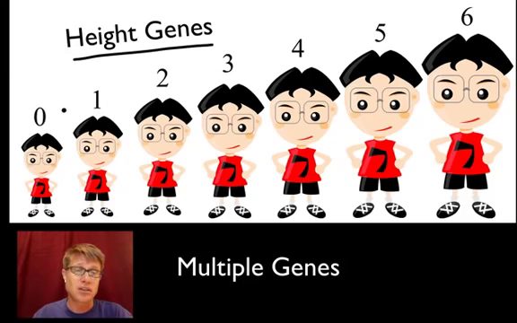Let's say you get 0 height genes, you're going to be short. Let's say you get all 6 of the height genes, you're going to be really, really tall. So we have this continuum of 0 to 6 genes. In us, it's actually 13 different genes, a bunch of different varieties. It'd be way more complex, and I don't have the patience to make a simulation like that.